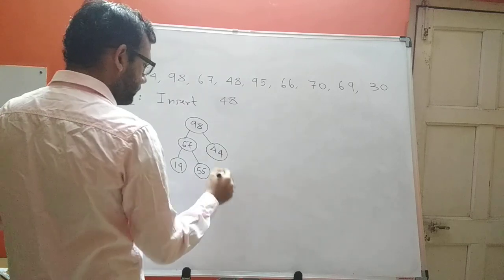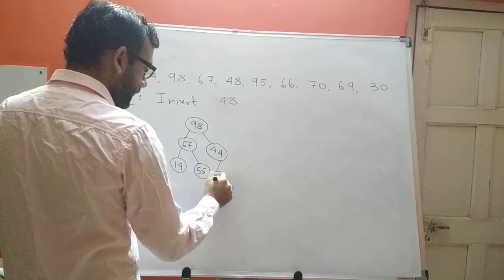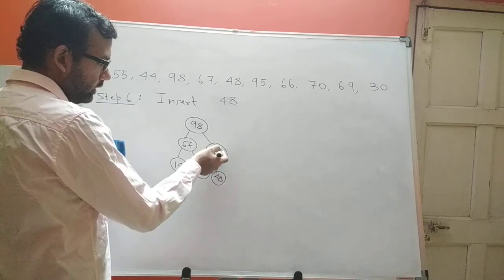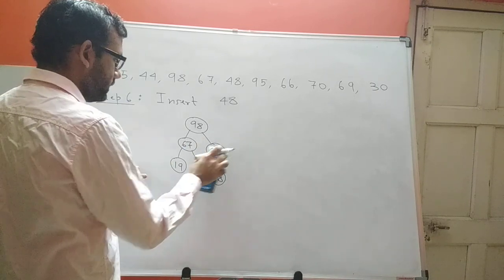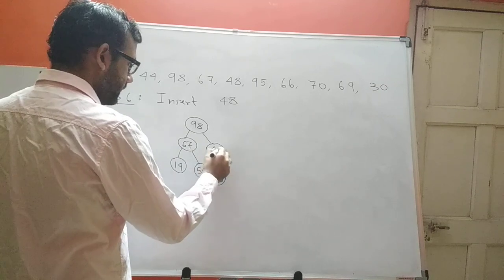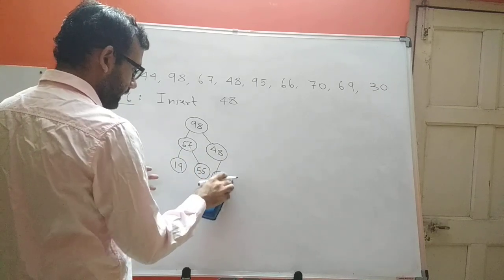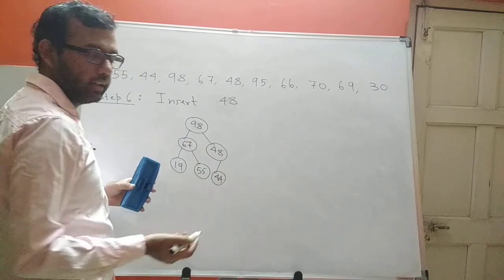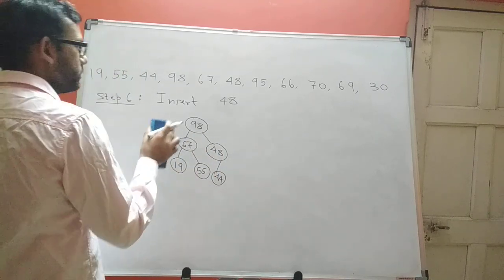Where would 48 go? It would go to the left of 44. But again, I'll have to check with the parent. The parent, which is 44, is lesser than 48, so I need to swap. So here I'll get 48 and here I'll get 44. Again, I'll check with the parent, but the parent is greater than the current node 48, so I don't need to swap it.